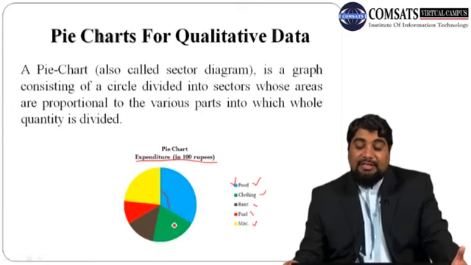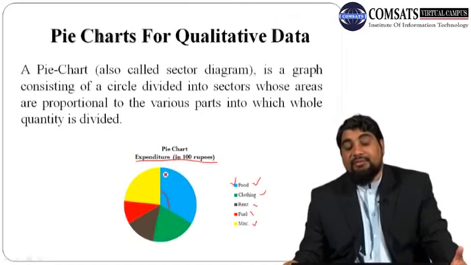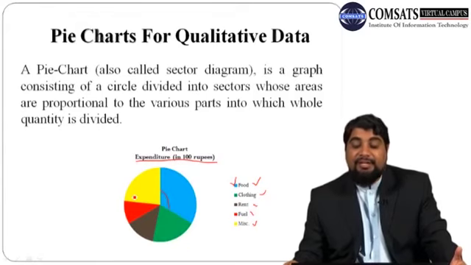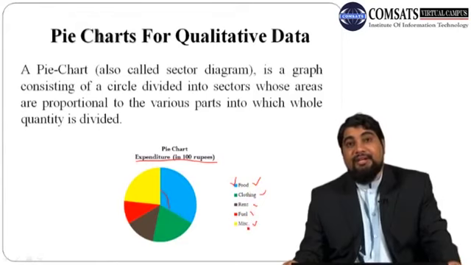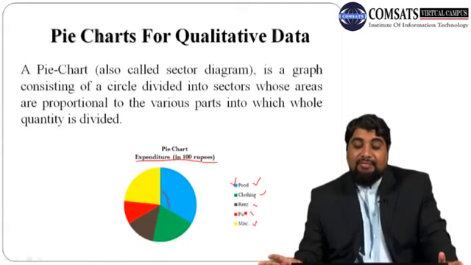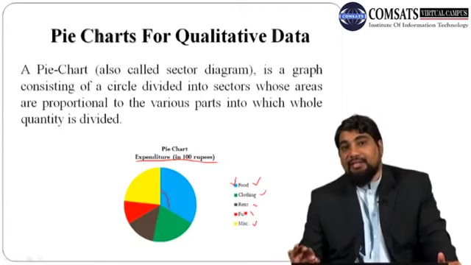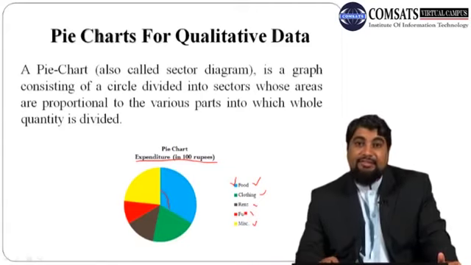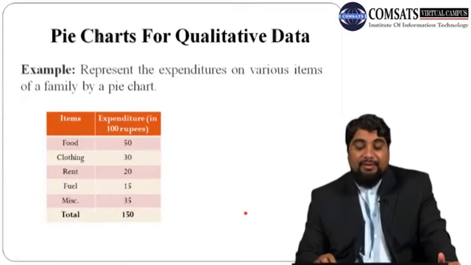And next, clothing is the green color, rent is the black one, and then fuel and miscellaneous items are the yellow one. So you can see that the total expenditure has been subdivided into these 5 categories: food, clothing, rent, fuel and miscellaneous. So we can construct a pie chart by hand as well as using the Microsoft Excel spreadsheet program.